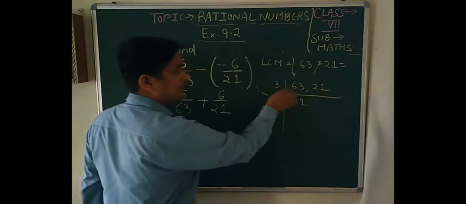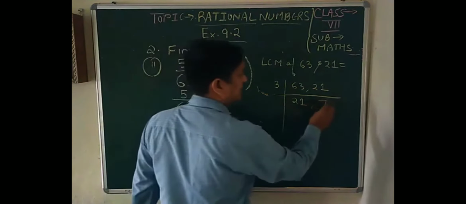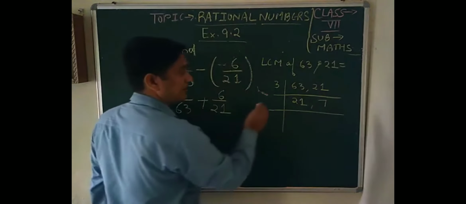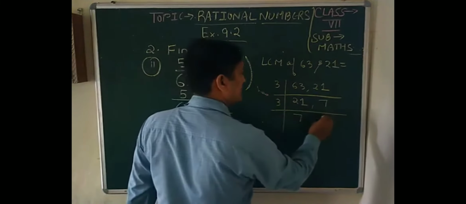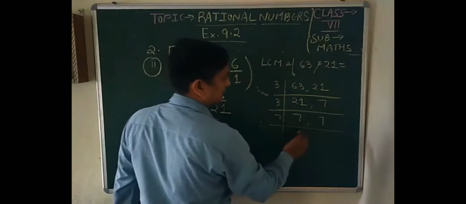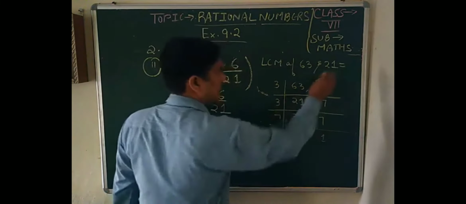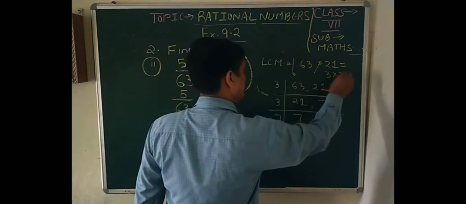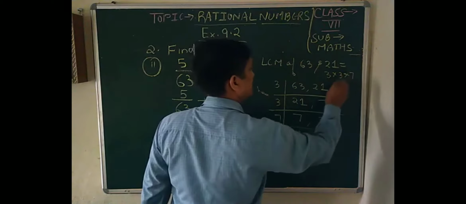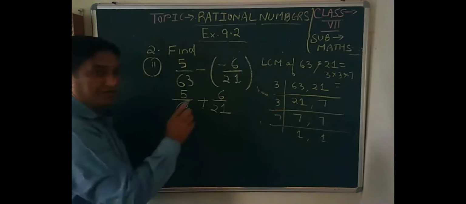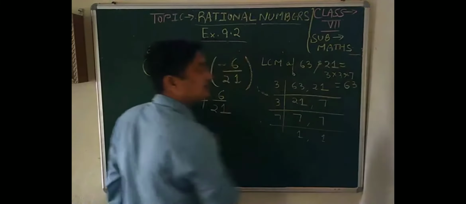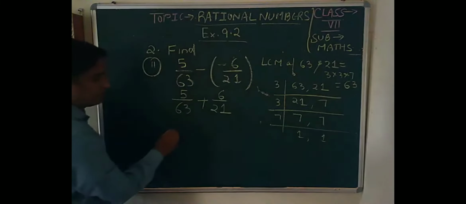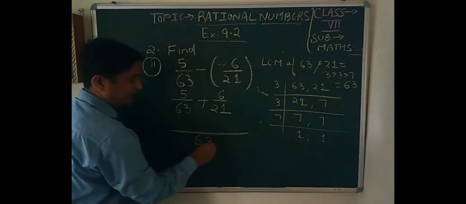21, 3 7s are 21. Then again by 3, 7 3s are 21, 7 as it is. Then 1. So the LCM becomes 3 into 3 into 7. Now 3 3s are 9, 9 7s are 63, so 63 is the LCM. Write down this 63 in the denominator.